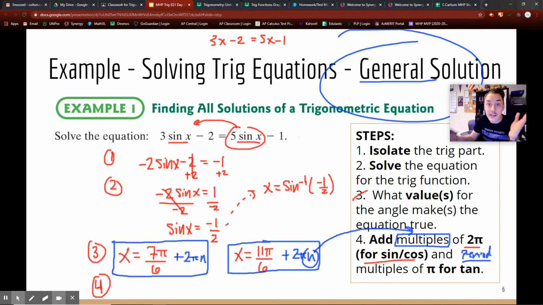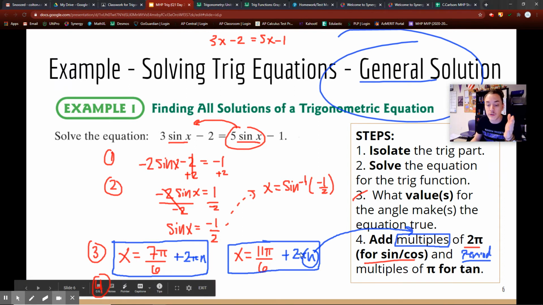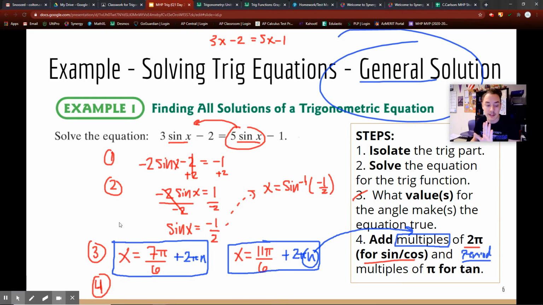But you can't do that. It's impossible, so you have to include the plus 2 pi n. If it was for tangent, like our last slide, I did plus pi n. Make sense? Okay, so that's for the general solutions. I hope I explained that clear enough.